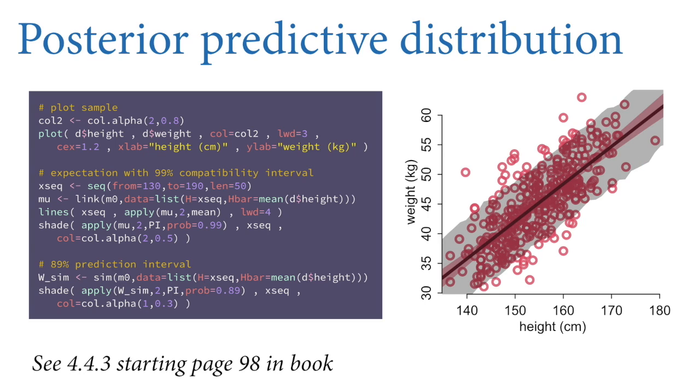And then finally, we put up the prediction interval using a function called sim, and sim simulates weights. It simulates observations. It doesn't just tell you the expectation, that is mu, but it spits out synthetic data. It simulates from the statistical model as if it were a generative model. And again, if you read through section 4.3, there's a lot more to say about this. If you're using a different scripting language like Python or Julia, the mechanics will be different, but the job is the same.